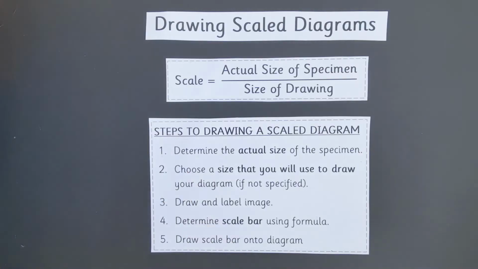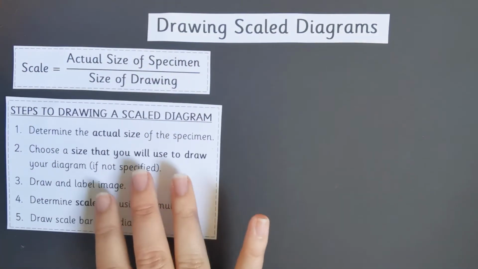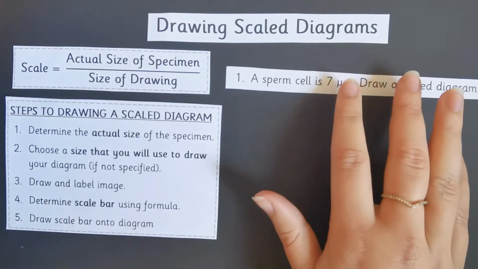So firstly, we need to determine the actual size of the specimen. 2, we need to choose a size that you will use to draw your diagram, if not given to you. The third step, you need to draw and label your image with any important structures you can see. 4, determine the scale bar using the formula, and then draw the scale bar onto your diagram. Let's practice using those steps.